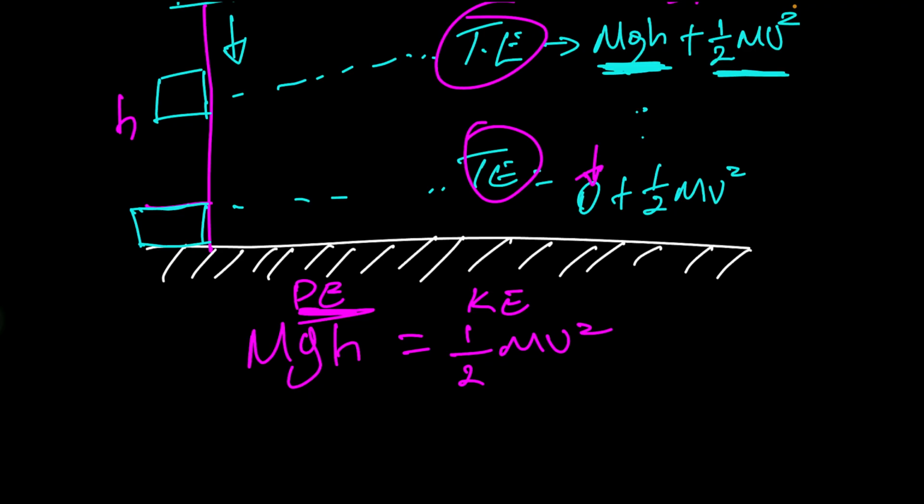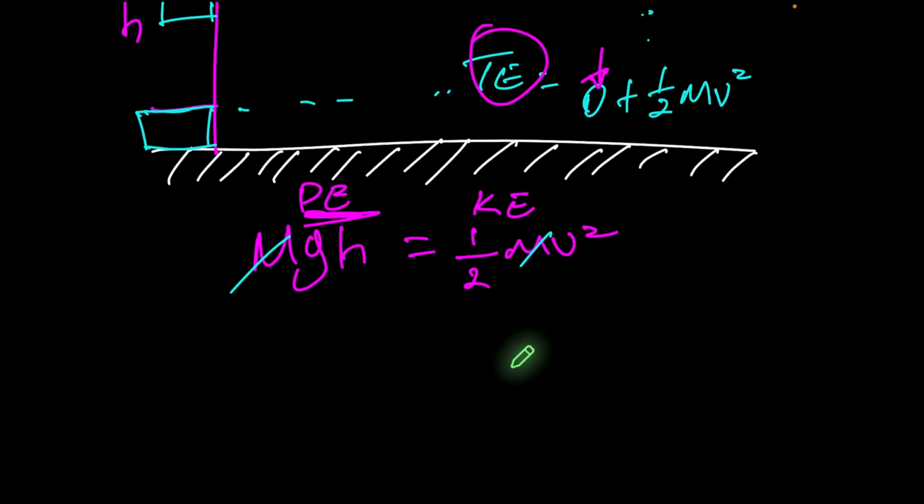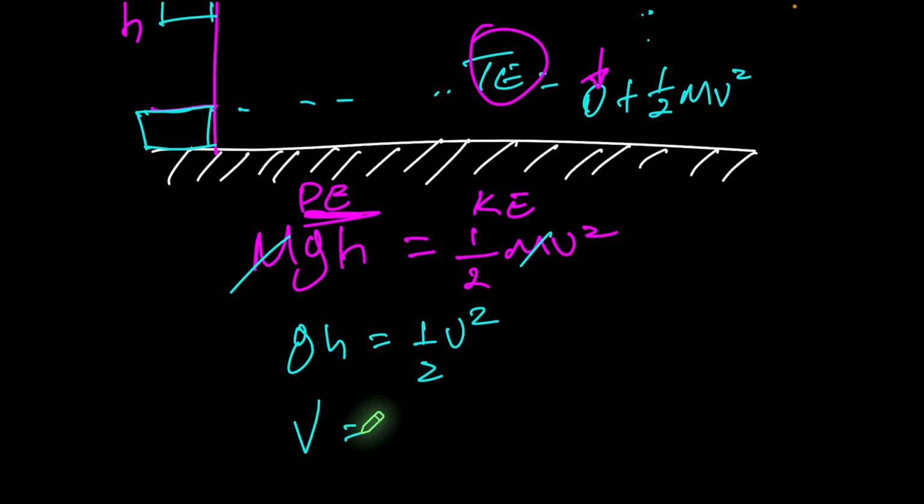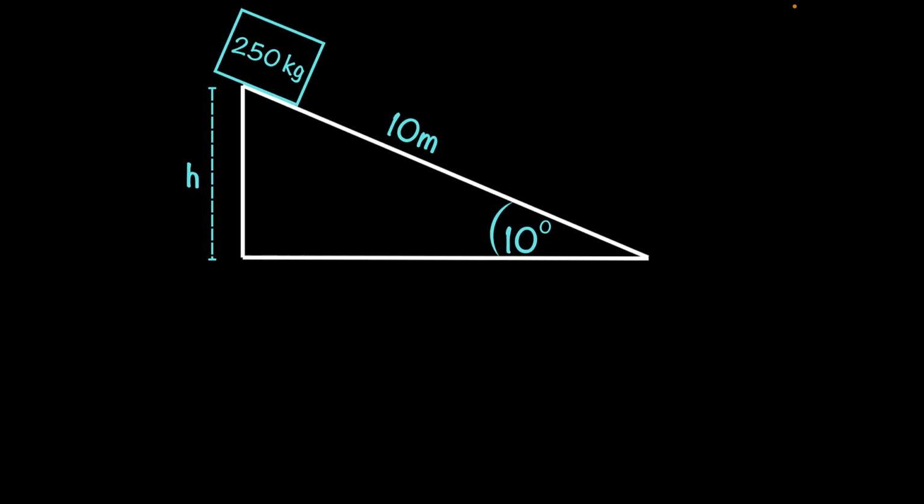If we simply cancel out the masses, dividing both sides by mass, we're left with gravity times height equals half v squared. So if we want to work out either the height or the velocity, let's say we're doing the velocity, then our final velocity is just going to be the square root of 2 multiplied by gravity multiplied by height.